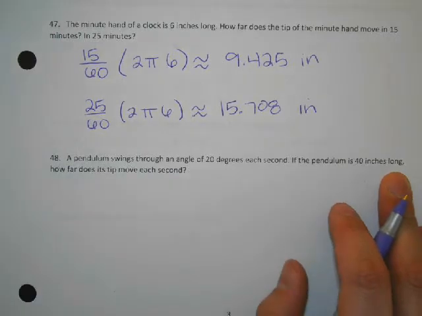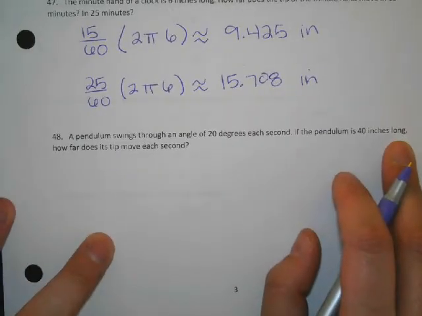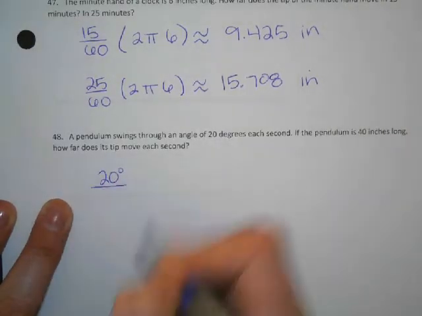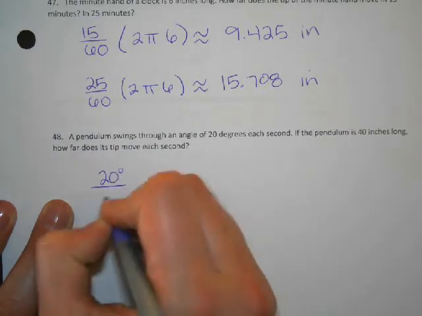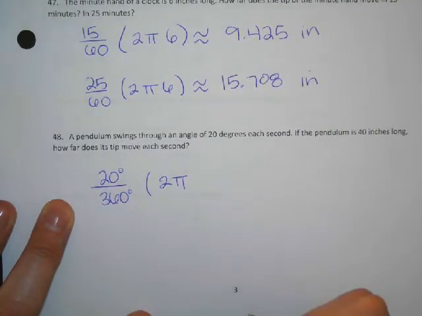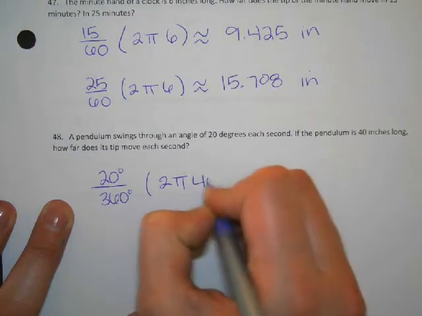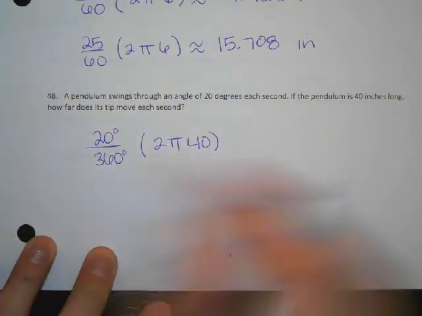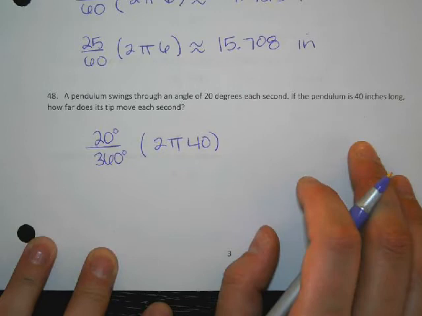Okay. Problem 48. Problem 48 is talking about a pendulum swinging at a 20-degree angle each second. So if it said 20 degrees, we're going to do 20 degrees out of 360. Good. And then 2 pi 40. All right, so again, story problem makes more sense to have decimal answers.